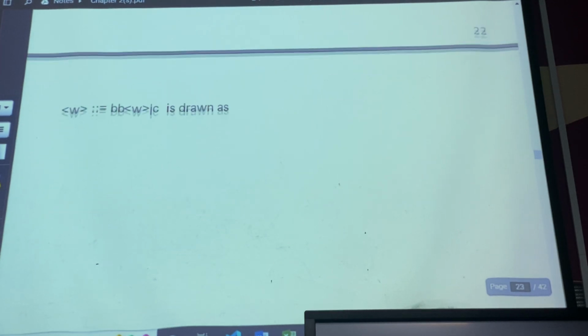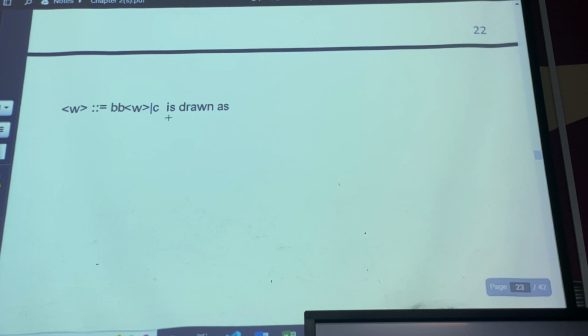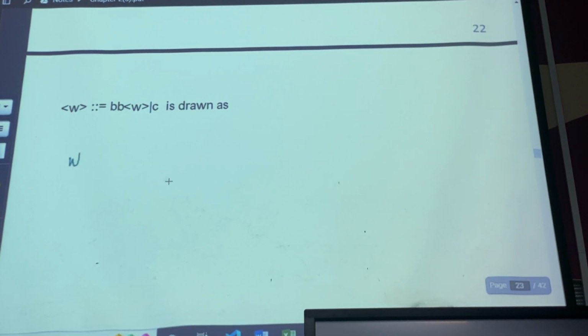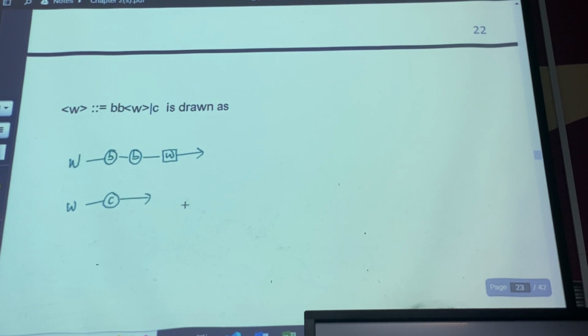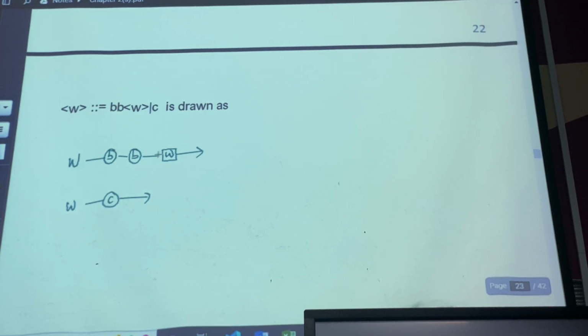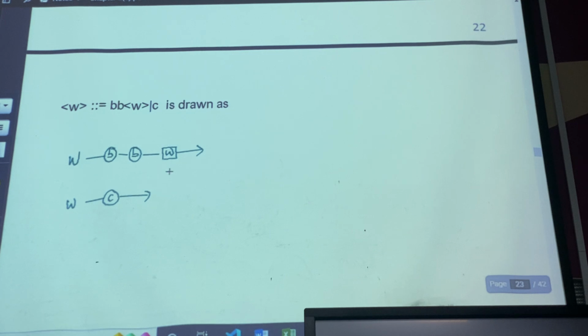Next one, this one, W substitute with BBW or C. Straightforward, right? But it depends on how you draw also. You have many ways to draw. The simplest one is just separate two diagrams. This is the most simplest way to draw the syntax diagram. You'll draw the W, BBW, or the W with C. Separate two, right? But if you want to combine the two, then how to draw?